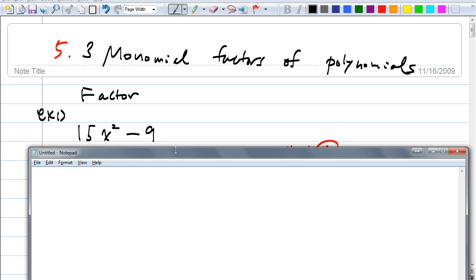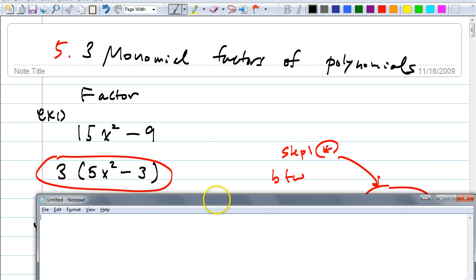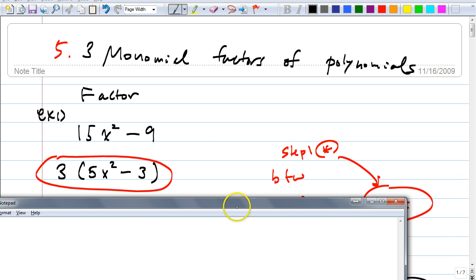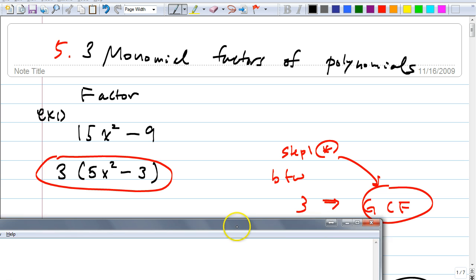Does anybody know, knowing that 3 is a GCF, how does it help? Yeah, Victor? You divide everything by 3. In your head, that's what you're doing. So it's going to be 3 times what? 3 times what gives you 15x squared minus 9? You know what I'm trying to say? William? 3 times 5x squared minus 3. Yeah. Exactly right. So step 1 is to look for your GCF.